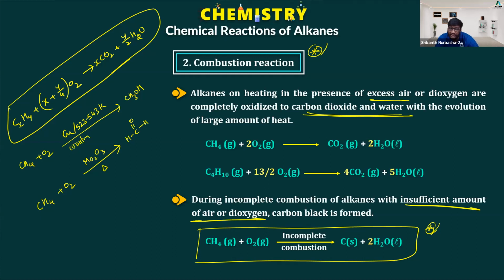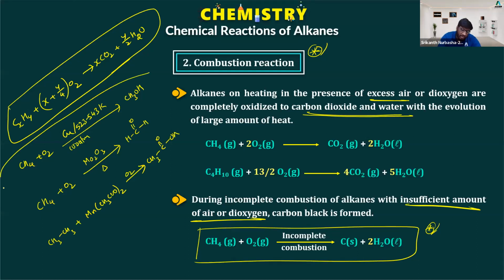If you take ethane, CH3CH3, and heat with manganese acetate, (CH3COO)2Mn, it will form, by the same oxidation, ethanoic acid. You will get CH3COOH. So these are all the controlled oxidation reactions, controlled combustion reactions.